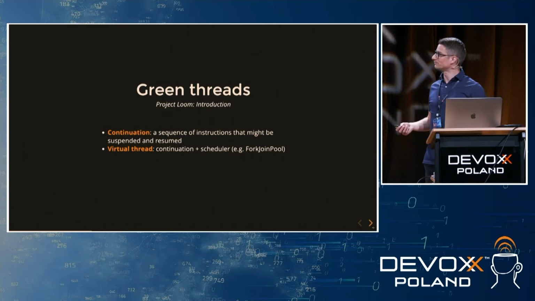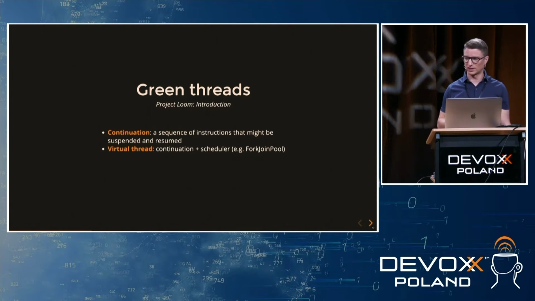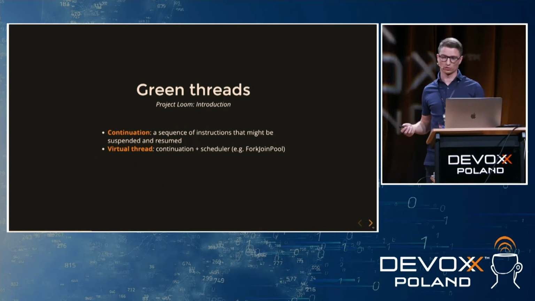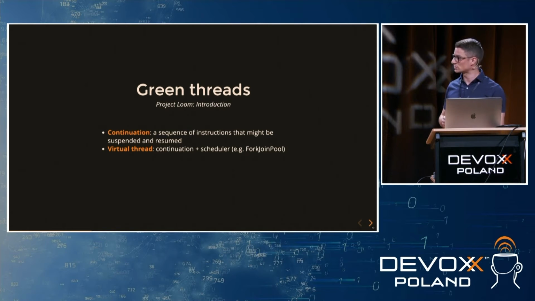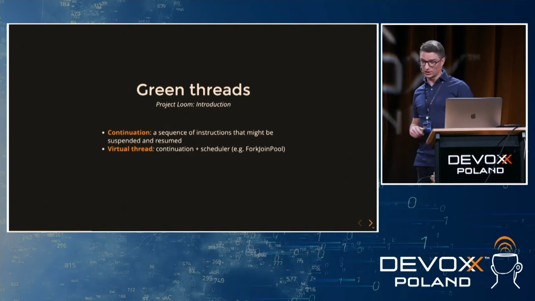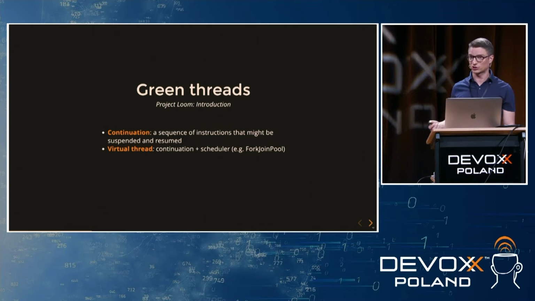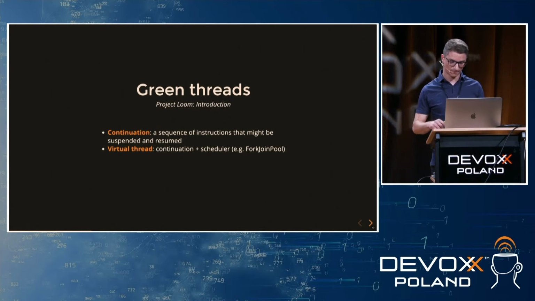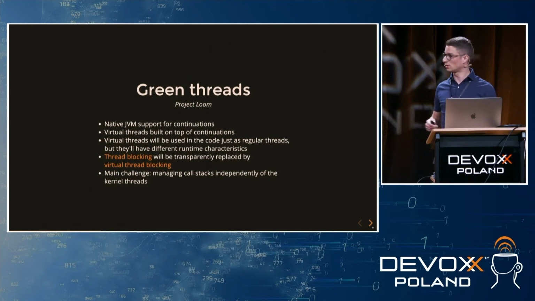In case of the JVM, we've already had schedulers for many years. For example, we have a ForkJoinPool, which can act as a scheduler for such a virtual thread. The missing part is the continuation. We need an implementation of continuations on the JVM. And this is where Project Loom kicks in. Project Loom will bring native JVM support for continuations. On top of continuations, in combination with schedulers, it will build a concept of a virtual thread, which will be like an additional abstraction to regular threads that we've known for many years.